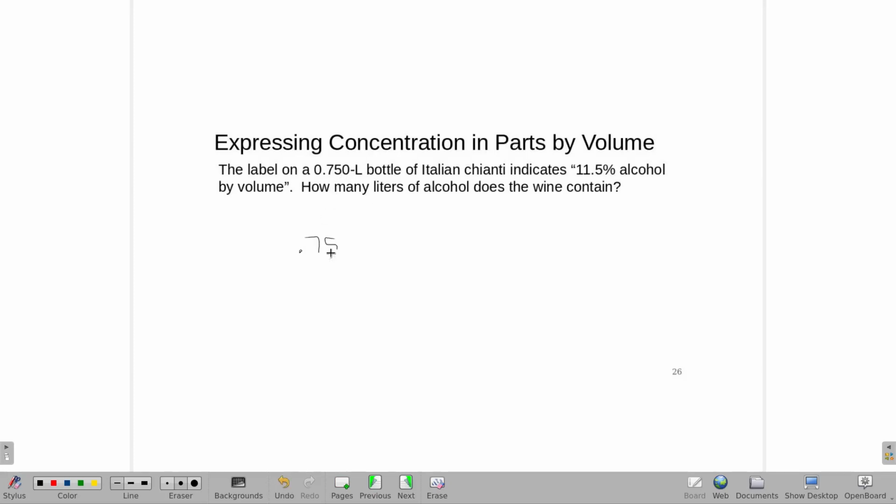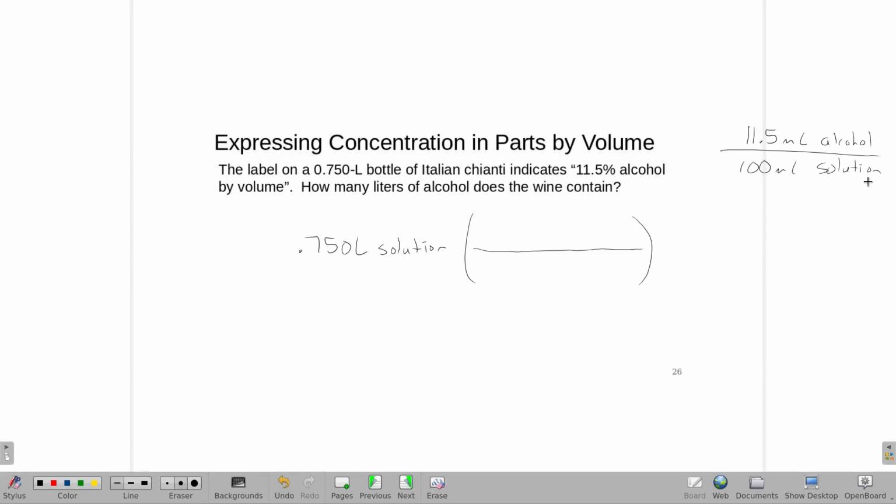So 0.75 liters is the volume of the solution. This here, 11.5, does actually translate to there's 11.5 milliliters of alcohol per 100 milliliters of solution. That's what 11.5 means, 11.5 over 100, right? Alright, but what I'm going to do here, I'm going to use that as a conversion factor.